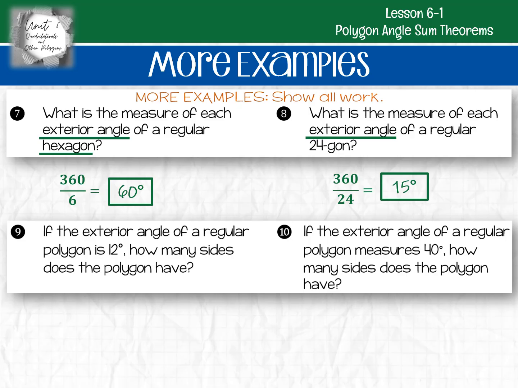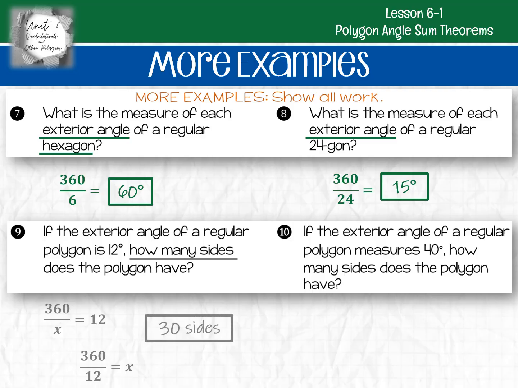Switching gears a little bit. Number 9. If the exterior angle of a regular polygon is 12 degrees, how many sides does the polygon have? So 360 divided by something gives us 12, but the 12 and the x can trade places. We did that in Unit 8. So 360 divided by 12 gives us x, and x this time is the number of sides, and that is 30 sides.